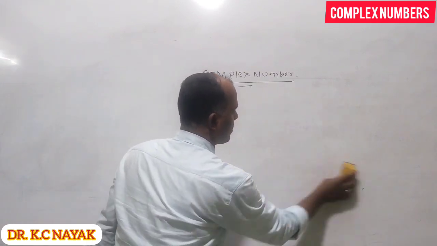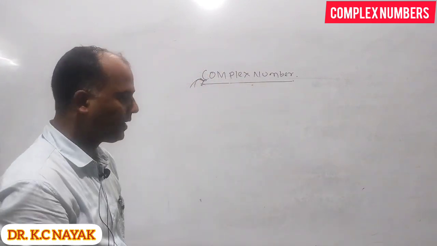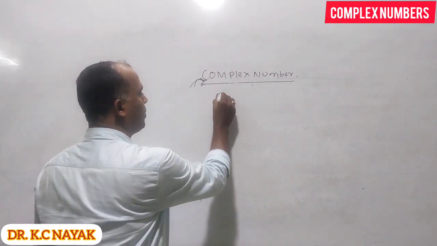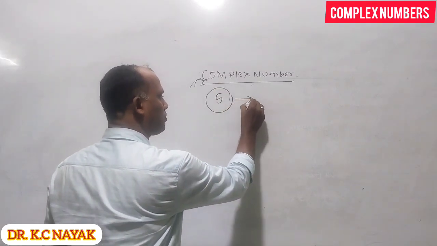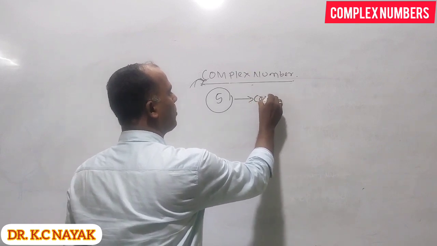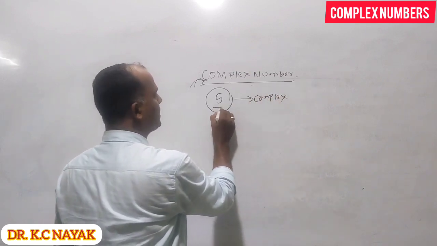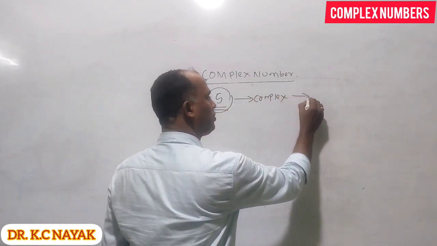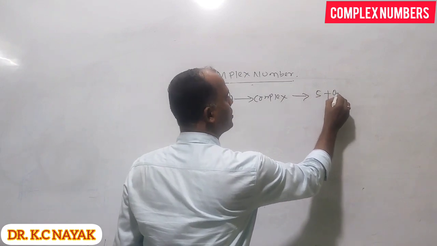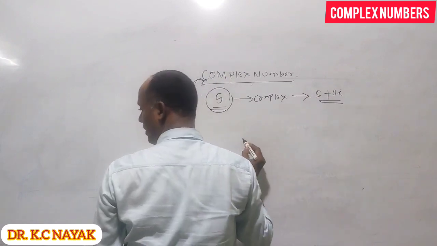Just an example. Suppose I have a number 5, and you want to convert it into a complex number. How can you convert it into a complex number? Because it is a total real number, we convert it to the complex number 5 plus 0i, which is a complex number.